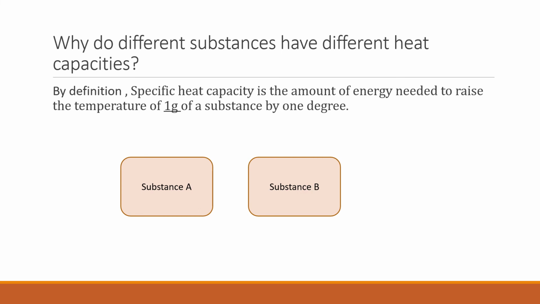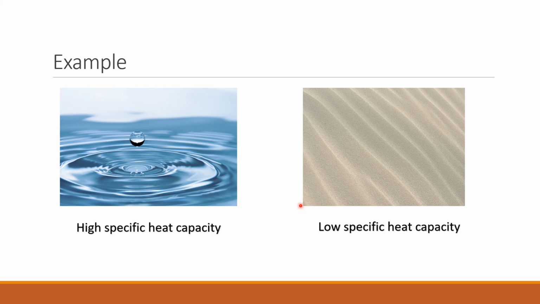Specific heat is nothing but how much heat energy is required to raise the temperature of a substance. For example, water needs to absorb a lot of energy before its temperature changes. That means water has high specific heat capacity. On the other hand, sand needs less energy before it shows any temperature change. That means it has low specific heat capacity.